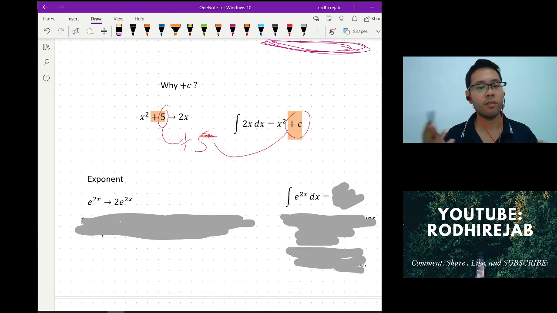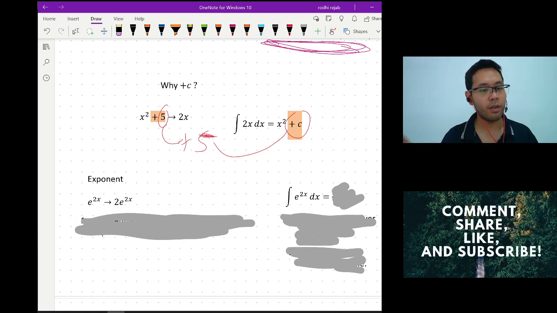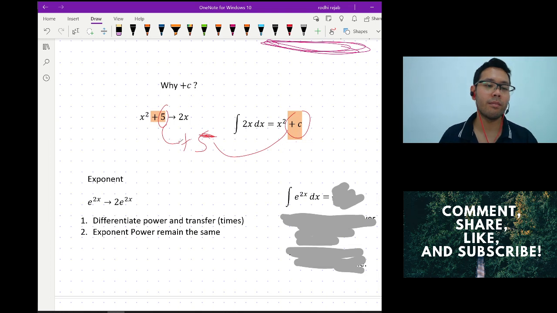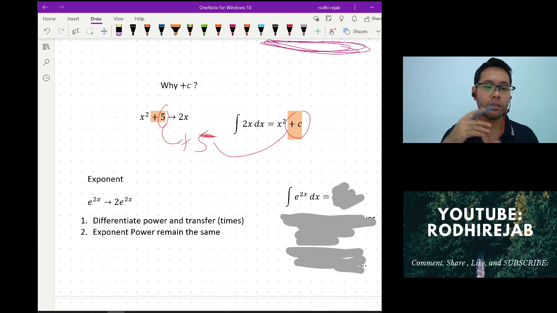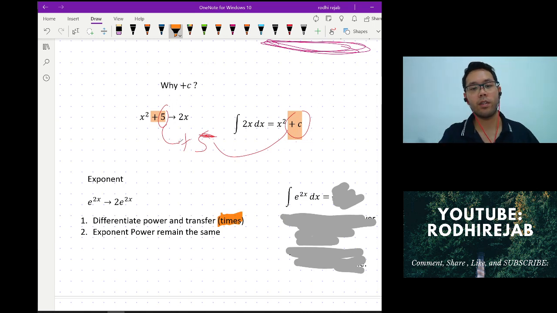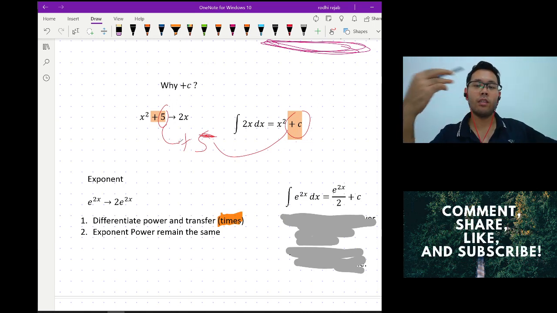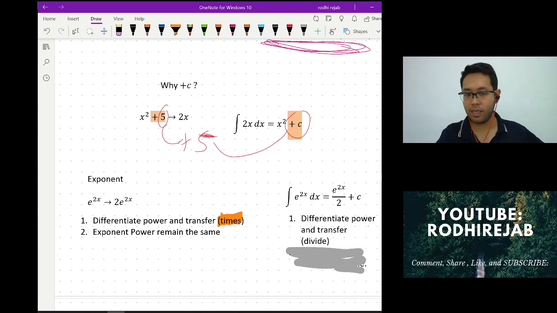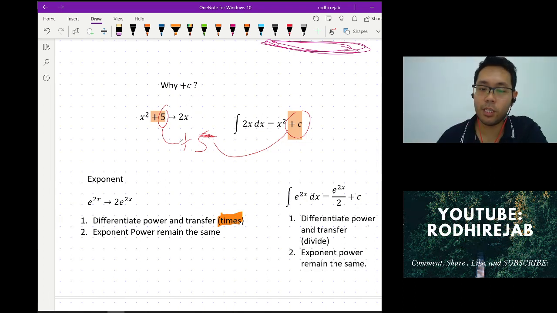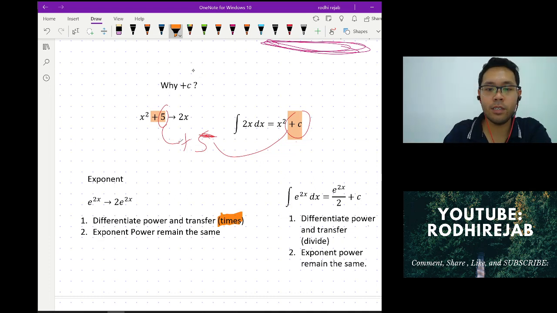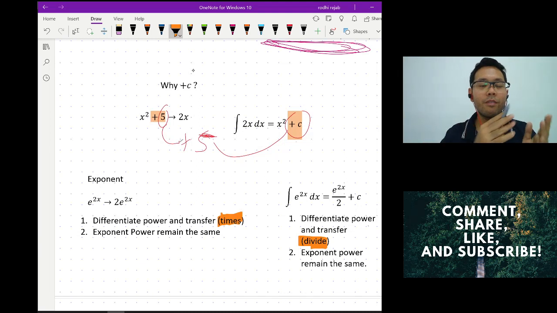Right, let's move on. Now let's try differentiating exponents. Differentiating exponents is easy. Firstly, you transfer the power in front, and the exponent power remains the same. It won't change for differentiation. So as I mentioned just now, differentiate: power and transfer. Remember, the transfer for differentiation is times. Applying the same thing for integration, you transfer the power, and the transfer for integration is called divide, and as with differentiation, the exponent power remains the same. As I mentioned just now, please remember this: transfer for differentiation is times, transfer for integration is divide.